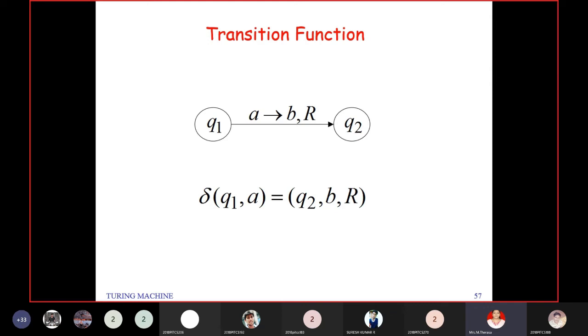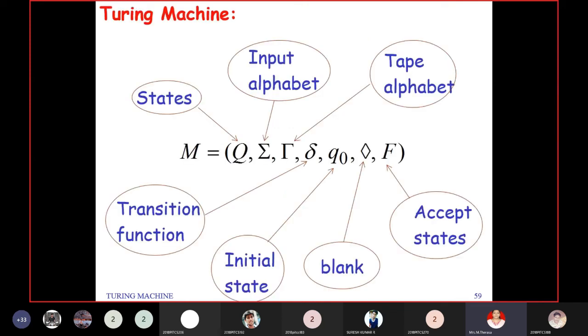Okay. So it takes two arguments. What are the two arguments it takes? The current state and the current input symbol, and returns three values. What are the three values it returns? The next state and the symbol which is used to replace, or which is used to rewrite over the tape head pointing, and the movements of the read write head. Okay, so that there are 7 tuples in the Turing machine.